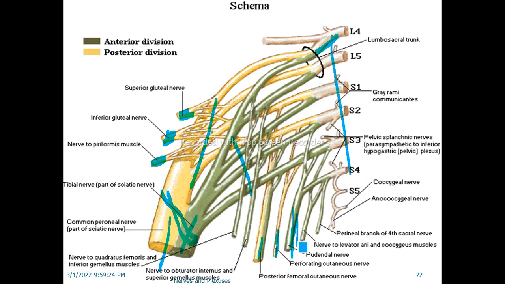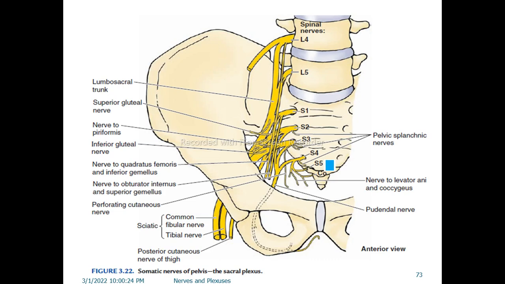This is the pudendal nerve, and this is the nerve to levator ani and coccygeal muscles. This is a perineal branch of the sacral nerve. This is the gray rami communicantes. This is the lumbosacral trunk, and this is the pelvic splanchnic nerve. And this is how the sacral and lumbar plexus emerge and pass into the pelvis. This is how the pudendal nerves go, and in the obturator foramen the obturator nerve will pass.